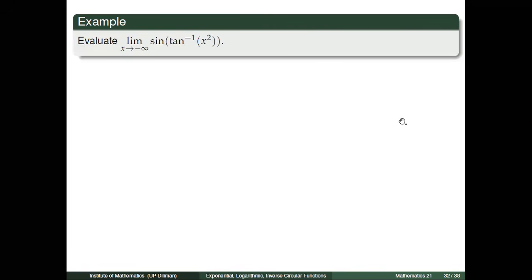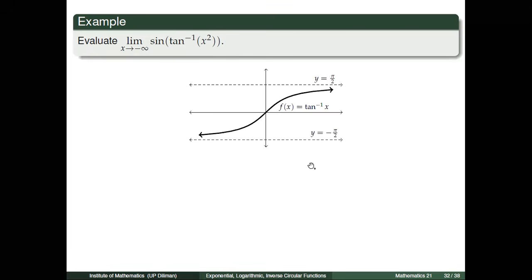Next, let's evaluate the limit of the sine of inverse tangent of x squared as x approaches -infinity. Again, we will start with the innermost function. Now, as x approaches -infinity, x squared approaches +infinity. So for this example, we will now need the graph of the inverse tangent function. I hope you have your collection of graphs with you for reference. But for this video presentation, I will display the necessary graphs here. Okay. Again, as noted earlier, as x approaches -infinity, x squared approaches +infinity.